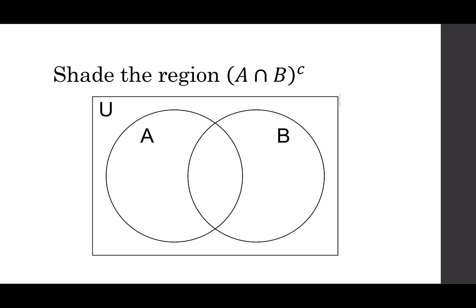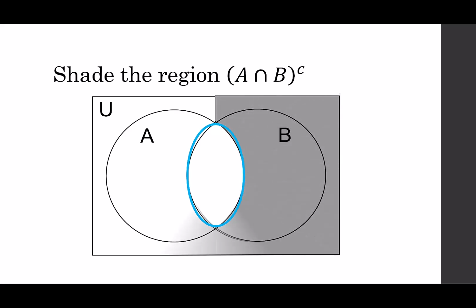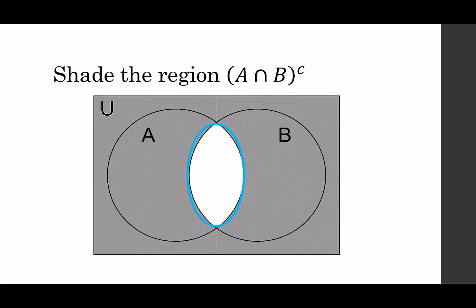So let's try shading a combination of operations. We want to shade A intersect B complement. Start by thinking about where is A intersect B. It's where the two sets overlap. And now we want to shade everything outside of that intersection.